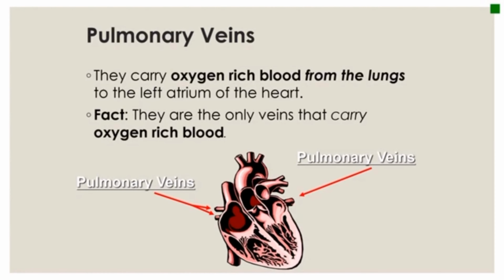What about the veins? Let's have the pulmonary veins. The pulmonary veins carry oxygen-rich blood from the lungs to the left atrium of the heart. Remember, they are the only veins that carry oxygen-rich blood. And there they are, the pulmonary veins.